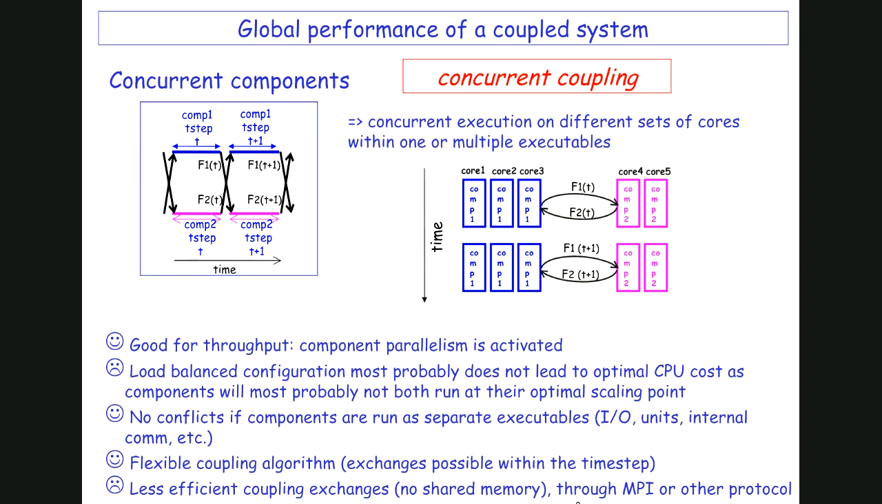So I hope this gives you, let's say, a very basic view of the different ways of coupling and the advantages and disadvantages of each configuration. And the choice you will make depends on the performance you want to get, the science you model, the scaling curves of your different components. So it's a very delicate issue to run the different components within a coupled system.